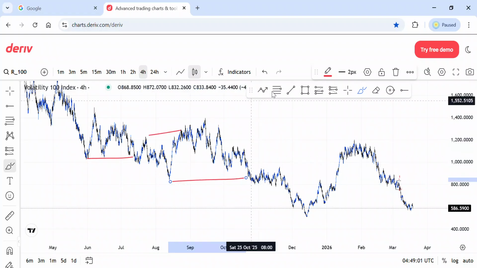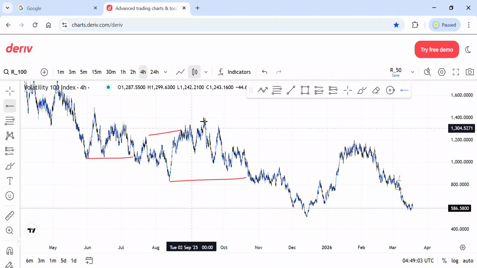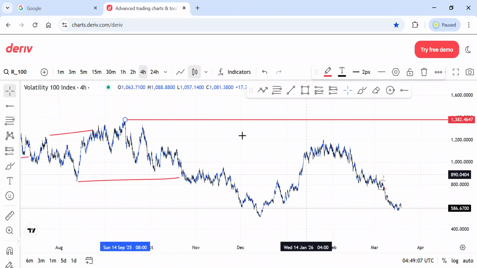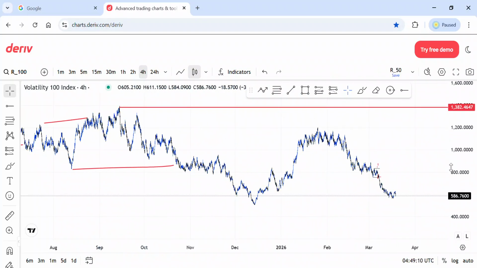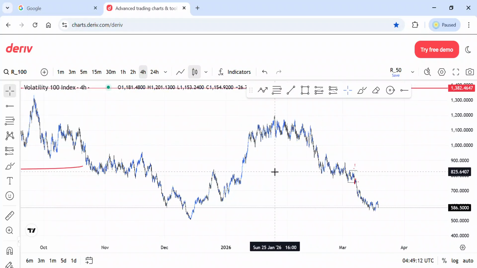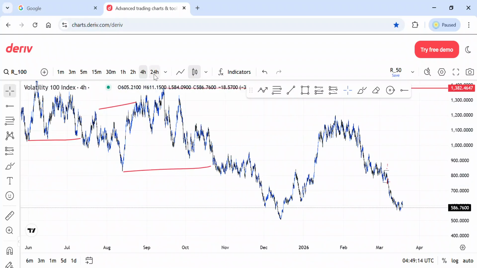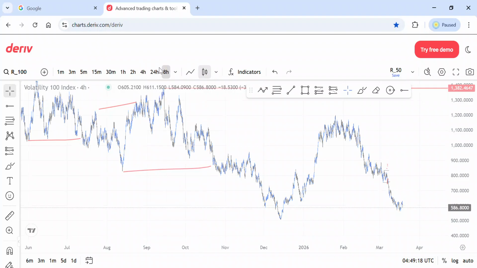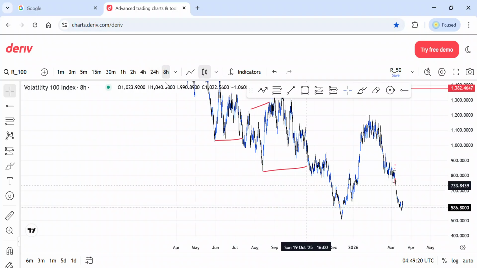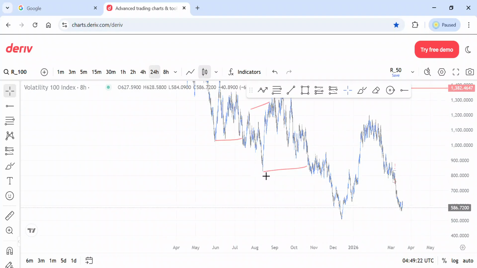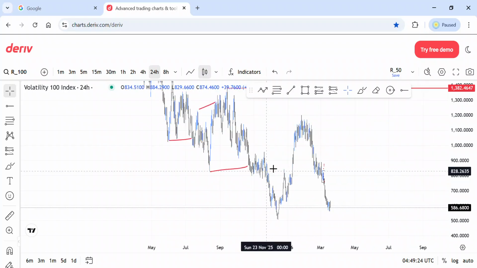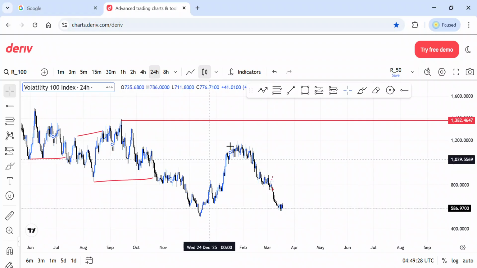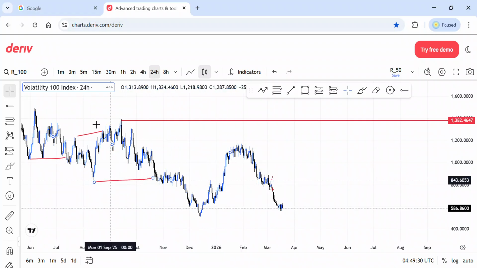What else can we see? Don't forget, we have this high being protected in our 4 hours. So that is the last high, being protected in our 4 hours. Let's see what's happening. Let's go to a higher time frame. Let's go to 8 hours so that we can see the price action more clearly. Or probably let's go to 1 day. Yeah, let's go to 1 day so we can see price action clearly. Are you getting me? So this is 1 day. As you can see, it is more clear.